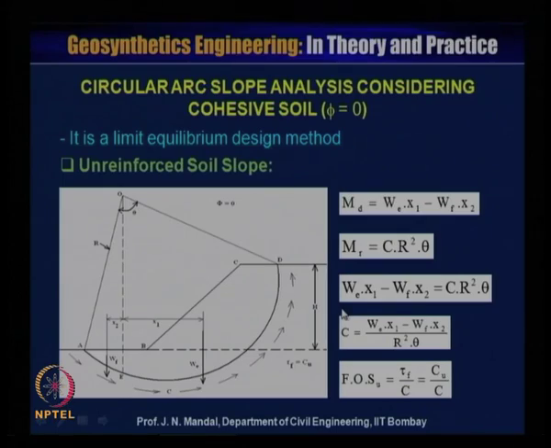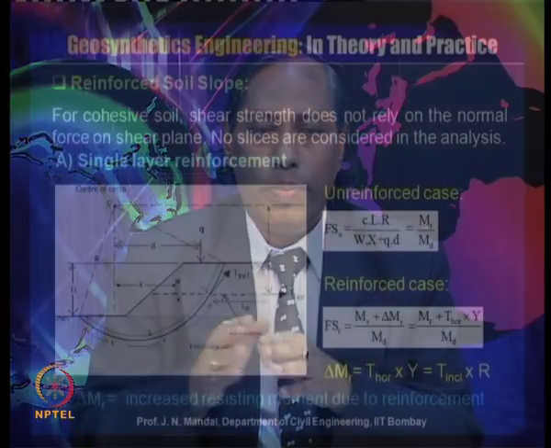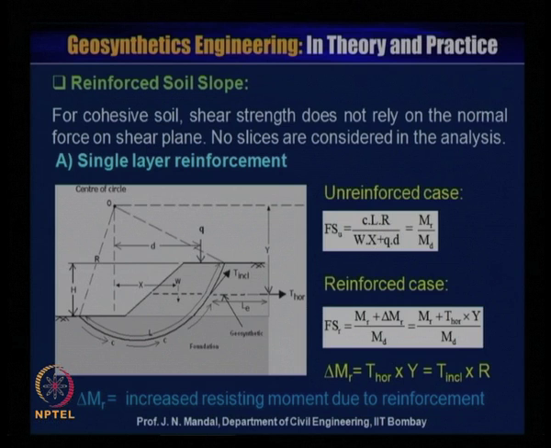So, this is the case of the unreinforced soil slope and how you can calculate the factor of safety. You can calculate the driving moment, also you can calculate the resisting moment, and you can take the ratio and check what will be the factor of safety against this sliding. So, now if it is a reinforced soil slope, what will happen?